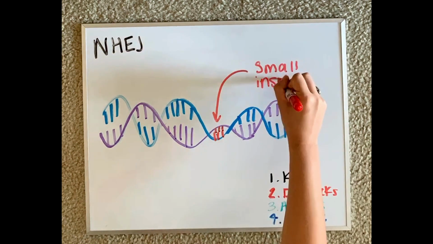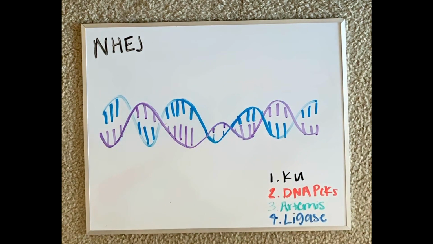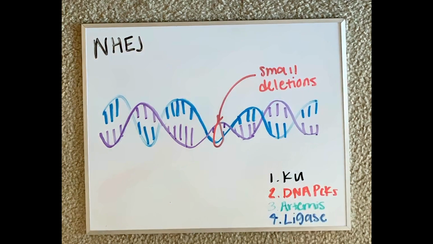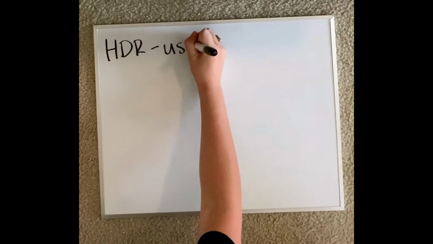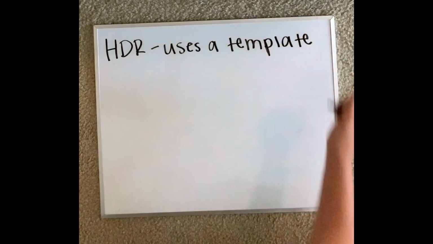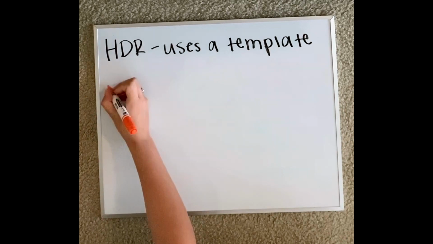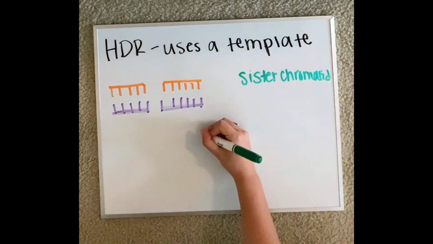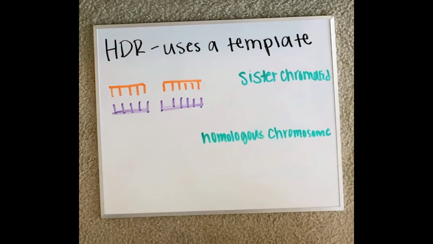Non-homologous end joining is known for small insertions and small deletions. This designates it as more error-prone than HDR, which we will talk about next. Homology-directed repair is different from non-homologous end joining in the sense that it uses a template strand to repair DNA. When a double-stranded break occurs in DNA and homology-directed repair is used, a sister chromatid or a homologous chromosome will be used as the template strand.